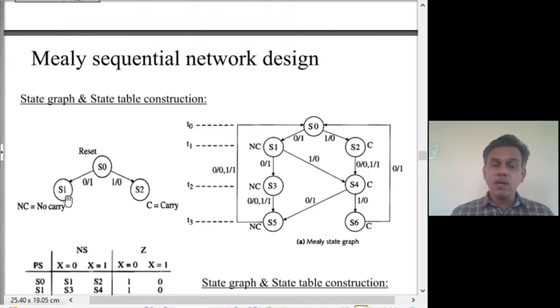Because S1 is a state that tells that we have handled 1 bit, that is the LSB or X0. We are waiting for X1 to arrive, but there is no carry. Whereas S2 tells again that the LSB conversion is over, but we have a carry to be used when we process X1. That is the difference between these 2 states. They remember different things and therefore they will behave differently. So in this manner we can go about building the state graph.